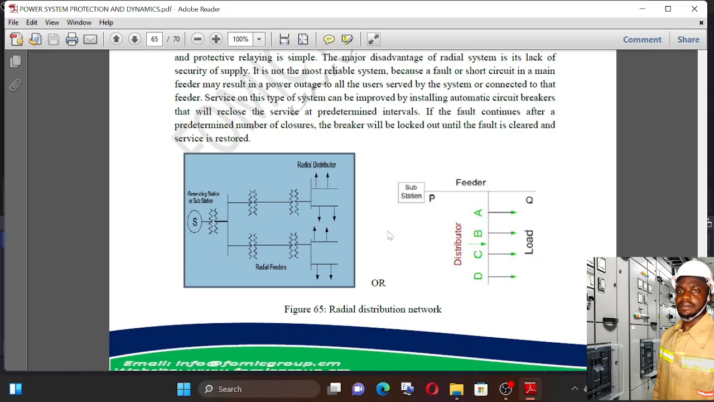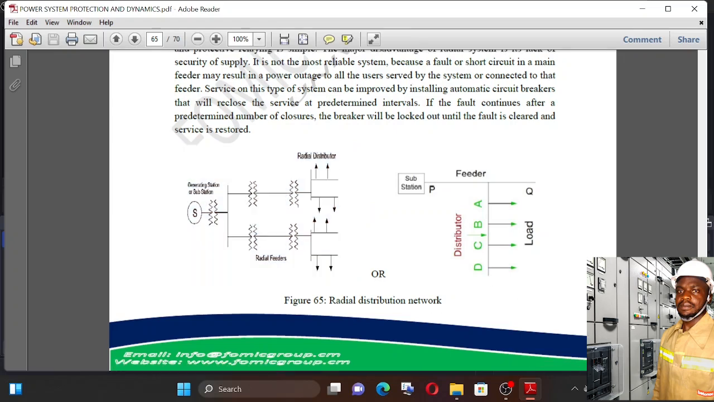Another disadvantage of the radial network is that the consumers at the end of the network might experience low voltage. The consumers at the end of the distributor might experience low voltages, unlike those that are closer to the feeders or closer to the distributor. So those are the disadvantages.